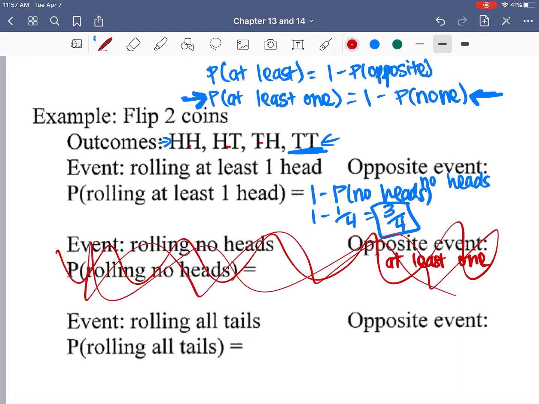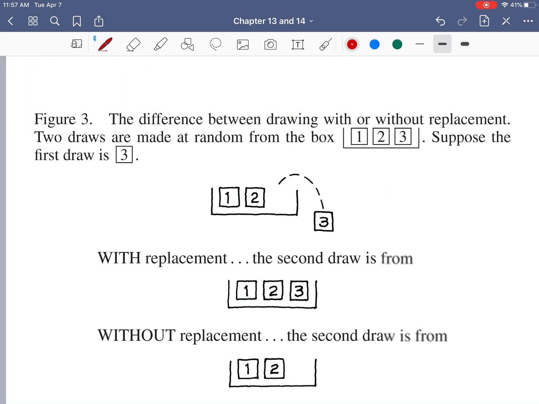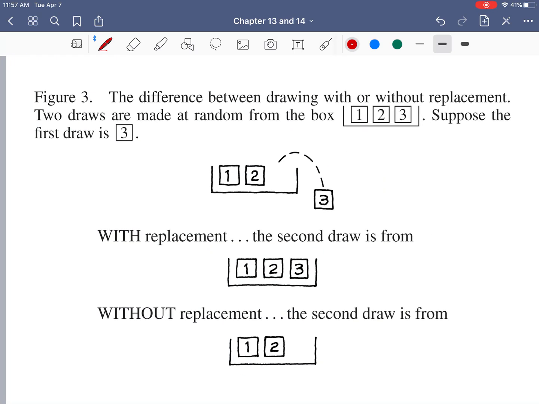Actually, you know what? I'm not going to do that one. That's not beneficial to us at all. Probability of rolling all tails. Let's not worry about the opposite event. All tails is just that. And there's 1 out of 4 options.